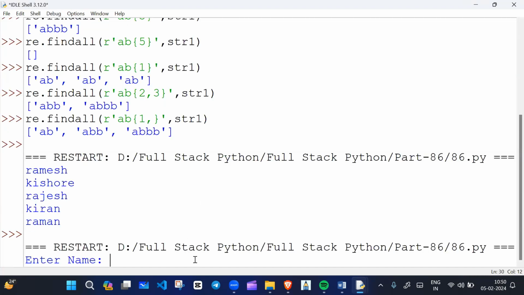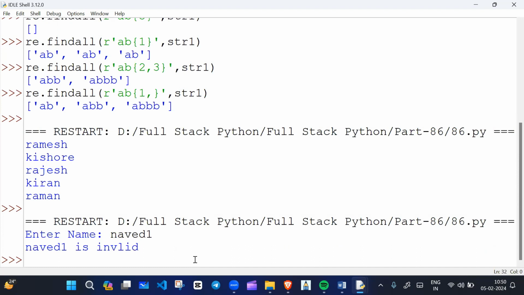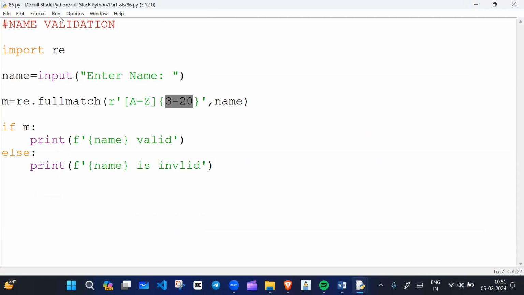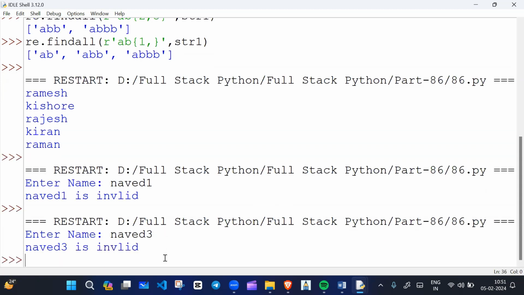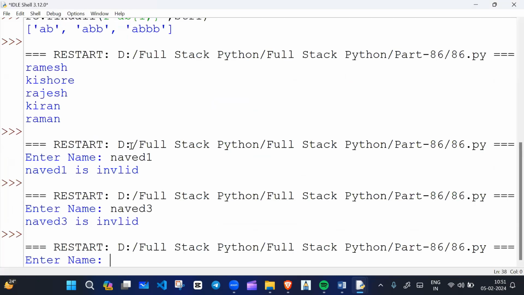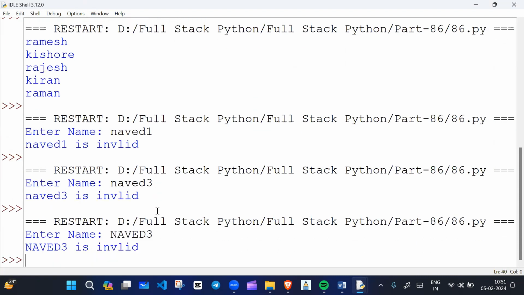Okay. So for example, if I write here 1, is it valid or invalid? It is invalid, right? For example, if I run this code again and give the name like Nabil, now this time if I press 3, this is also invalid. If I run this code again and write Nabil and then 3, it is still invalid. Why is it invalid?